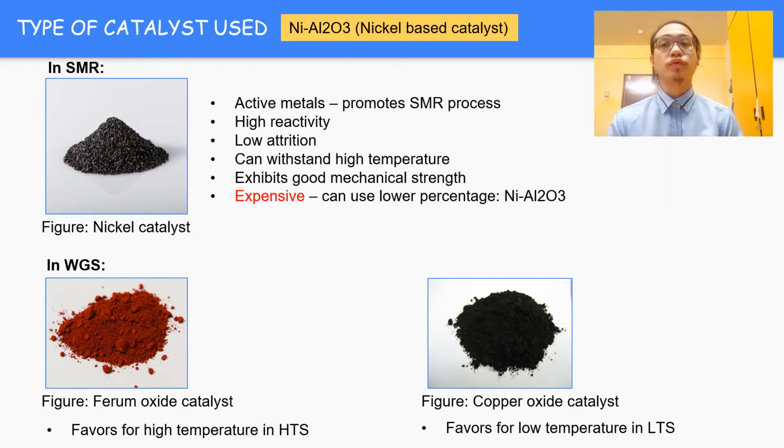And it can also withstand high temperature, which is the characteristic of SMR, and it also exhibits good mechanical strength. However, the disadvantage is that it is expensive. So what we can do is use a lower percentage by using nickel and aluminum oxide together. Okay, so the next one is the WGS. In the WGS reactor, since we assume it to have HTS and LTS, in the HTS we will be using ferrum oxide catalyst because it favors high temperature.